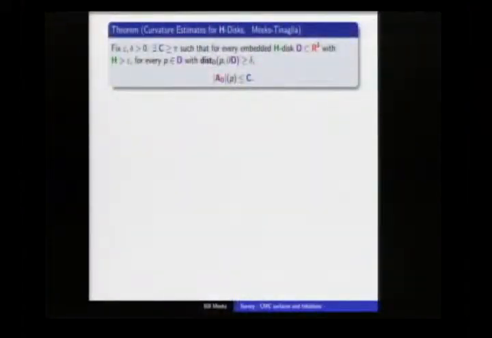So I want the mean curvature to be at least epsilon, but this constant is going to be universal, okay? So as long as I'm at least delta away from the boundary, I have a uniform estimate. The constant depends only on epsilon and delta. So it gives me a curvature estimate for every H surface, every H disk, which has mean curvature at least epsilon.